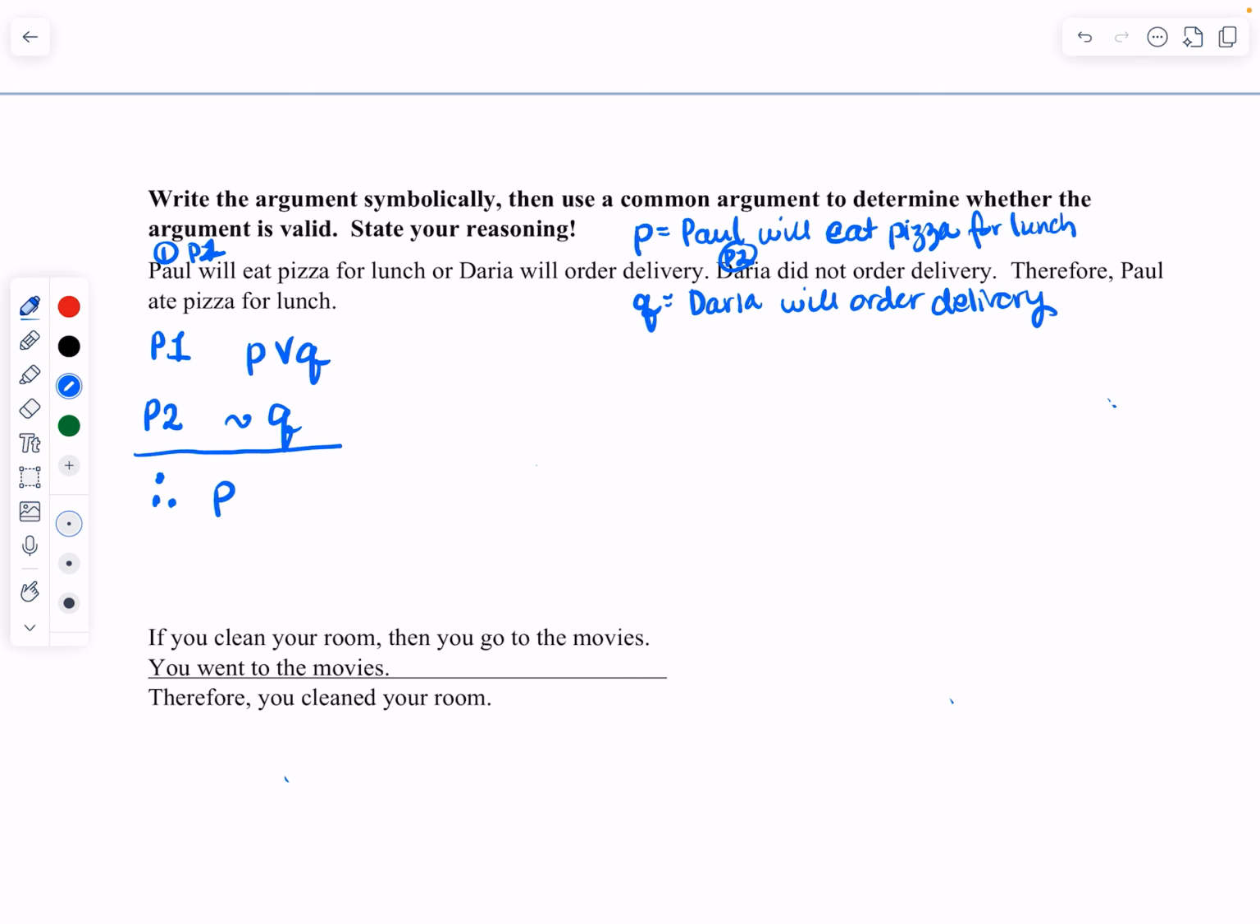Okay, so let's see if that matches up with anything. The only one that has the disjunctive is the disjunctive syllogism, which says P or Q is P1, P2 is negation Q, therefore P. That matches up. So this is disjunctive syllogism. And this argument is therefore valid. So again, if they match up, then the argument's valid.